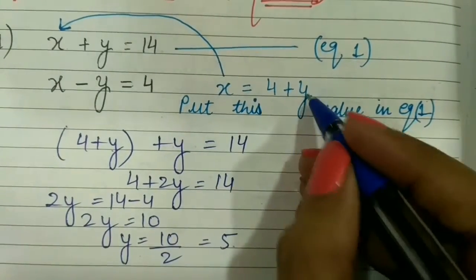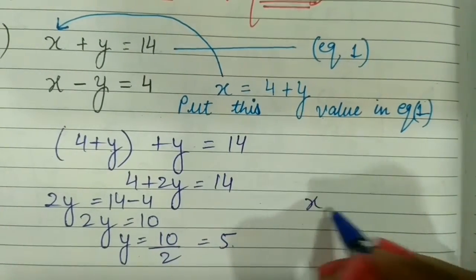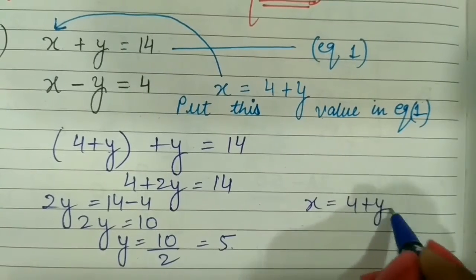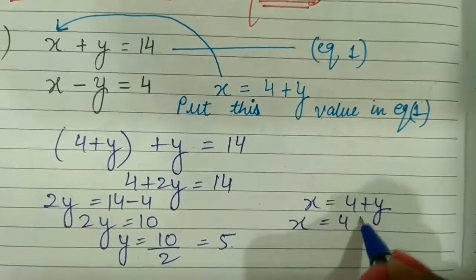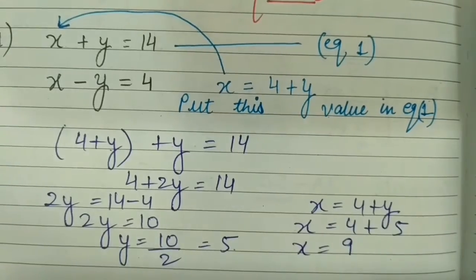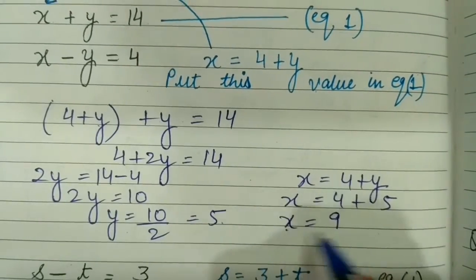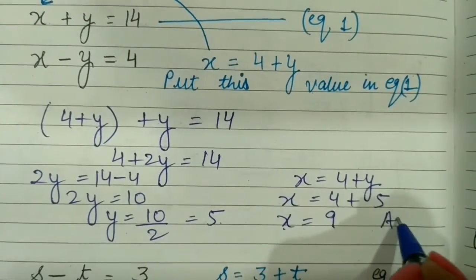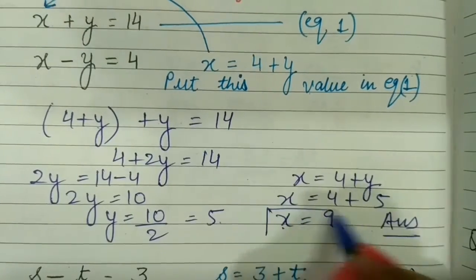Now put this value of y in this equation. x equals 4 plus y. x equals 4 plus 5. So our value of x is 9. The answer to this question is x equals 9 and y equals 5.